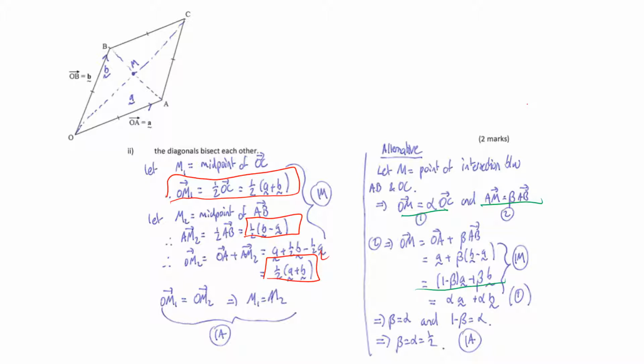And then it's a case of equating parts. So 1 minus beta is equal to alpha. Beta and alpha must be the same. And it leads to the only conclusion that alpha and beta are equal to 1/2, and hence we've proven that the diagonals bisect each other. So choose whatever approach that you like.